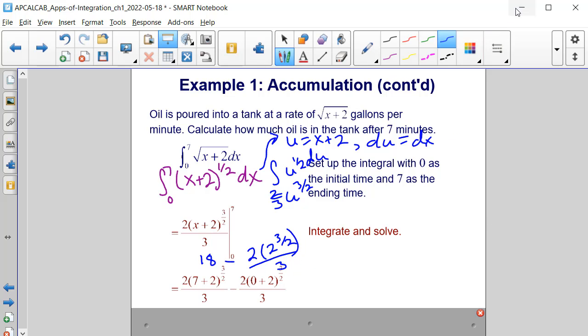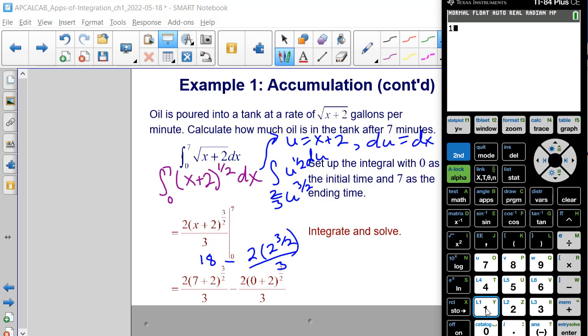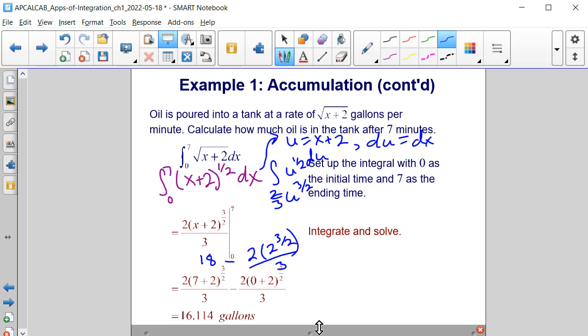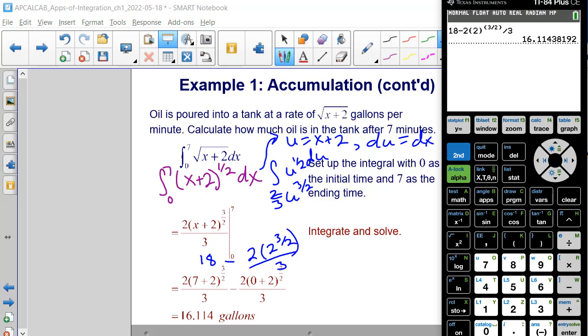And let's put that into a calculator. So we have 18 minus 2 times 2 raised to the 3/2 power divided by 3. And that's going to give us 16 and about 114 thousandths gallons.